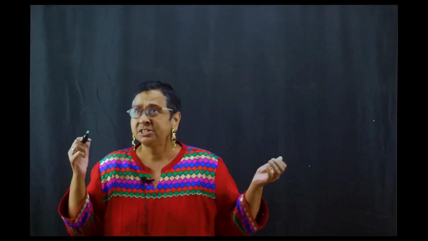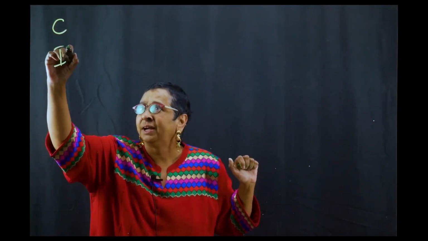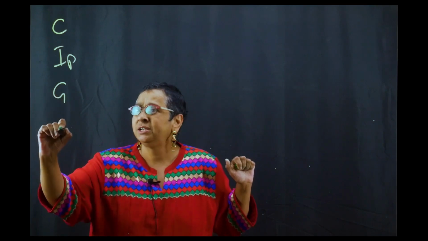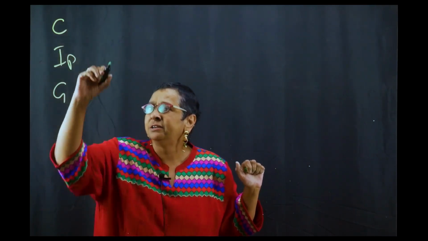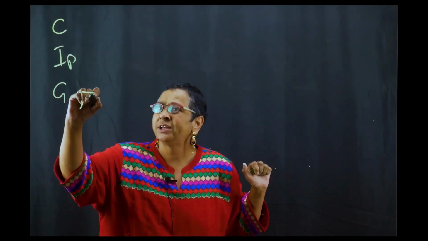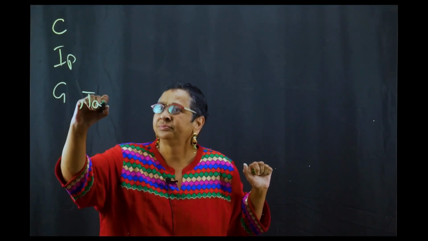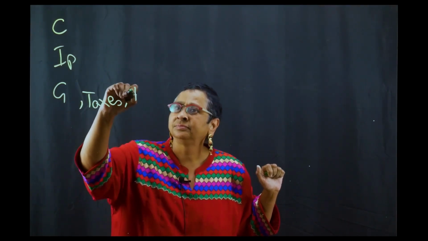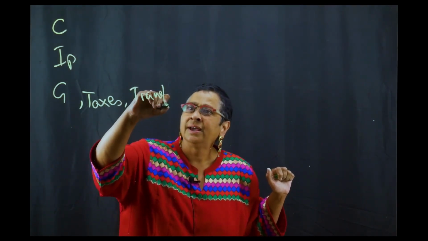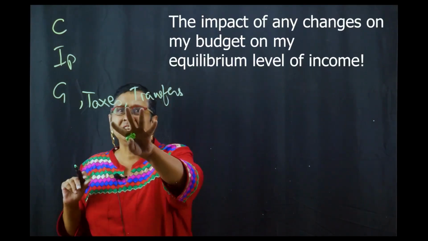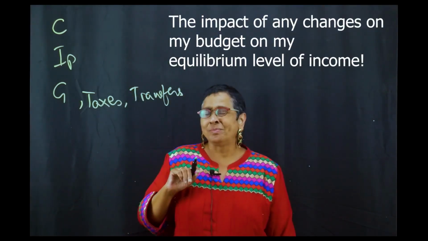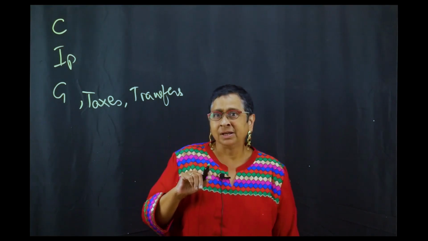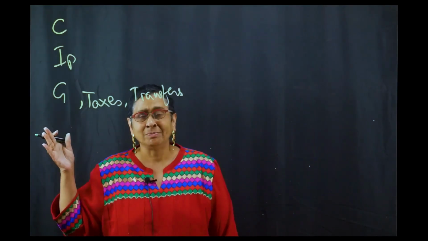So continuing with our example, just to remind you that I have C, I have IP, I have G, and over here I also have taxes and transfers. And I'm trying to figure out the impact of any changes on my budget on my equilibrium level of income. I looked at the government expenditure multiplier.